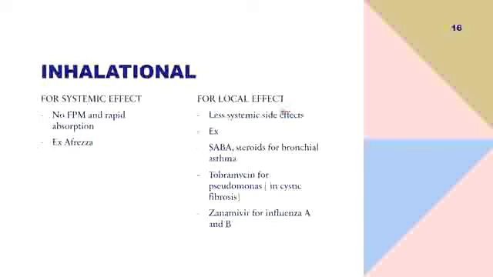And next, for local effect, the drug should stay there only. For this, there are fewer systemic side effects, systemic side effects are not seen. Examples are SABA, tobramycin, zanamivir. SABA and steroids for bronchial asthma. In bronchial asthma, we use SABA and steroids by inhalational route. And tobramycin for Pseudomonas, in cystic fibrosis we give tobramycin. And for influenza A and influenza B, we give zanamivir by inhalational route.